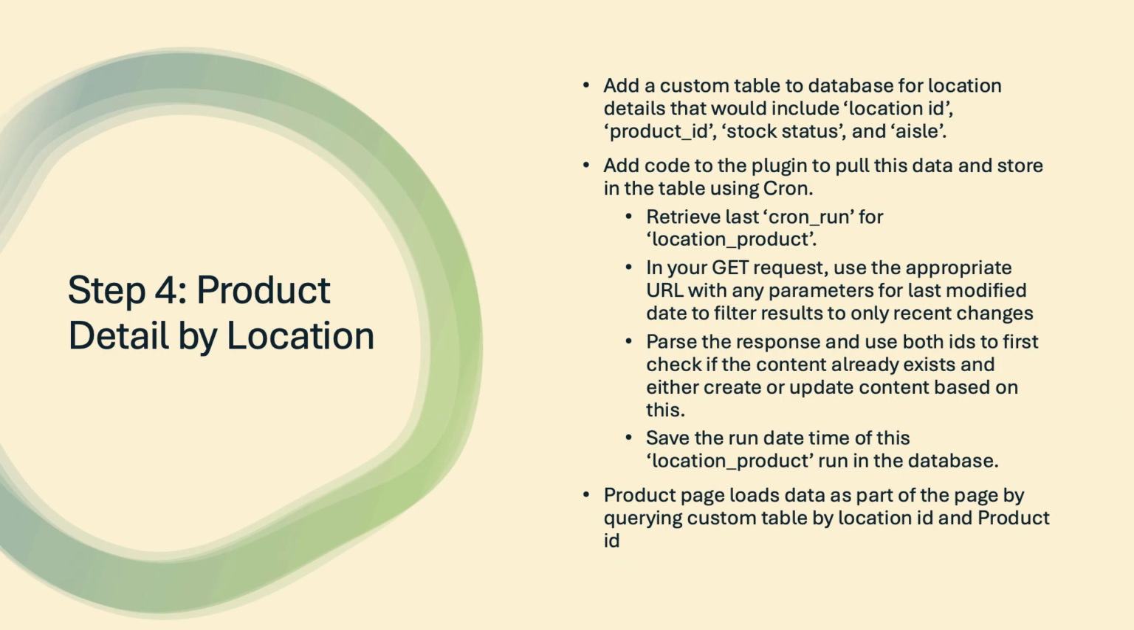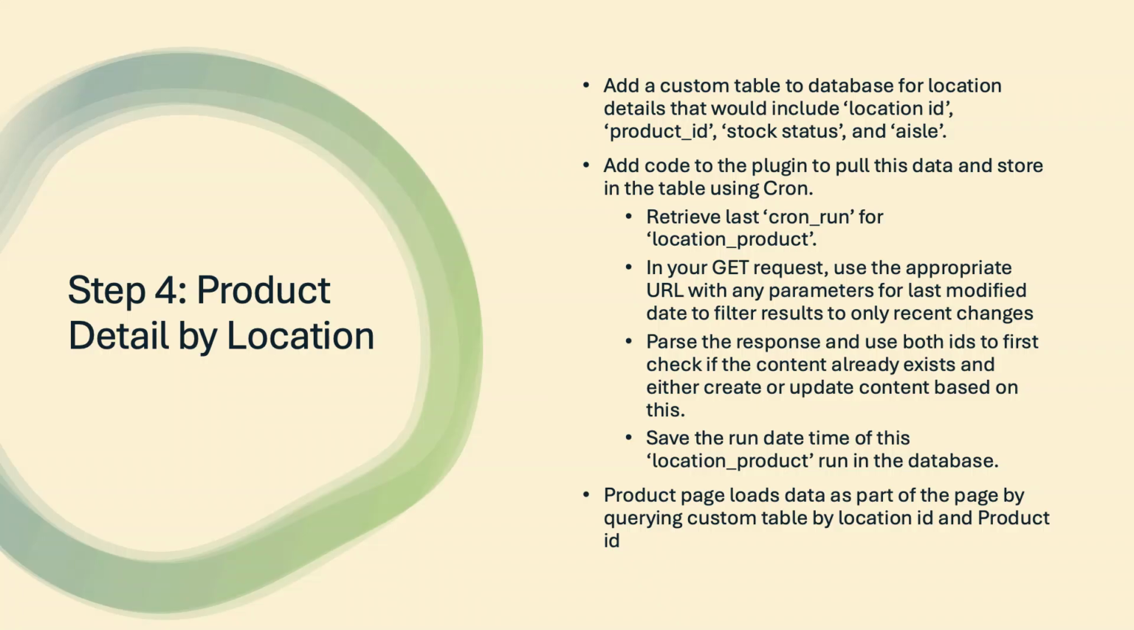So now that we've done locations, we're going to move on to the details by location. And this is for the in-stock status and which aisle things are in. And we're going to add a custom table to the database for location details that's going to store the fields location ID, product ID, stock status, and aisle. And then we're going to add code to the plugin just to pull this data and store it in cron.